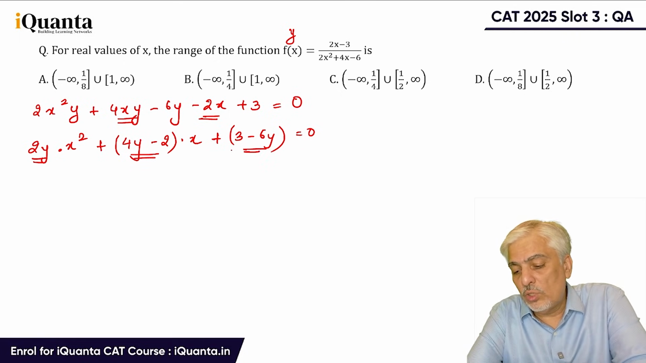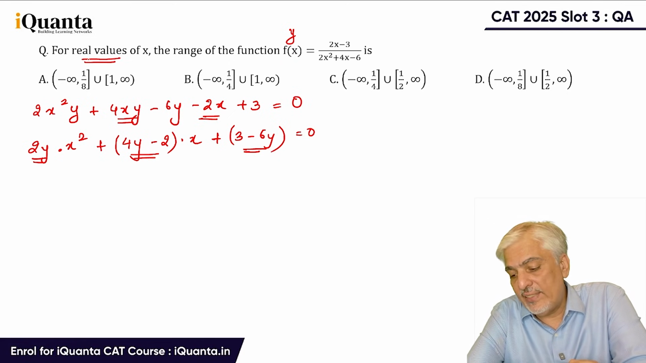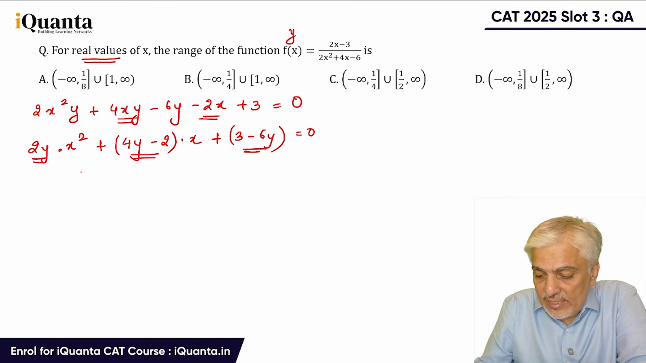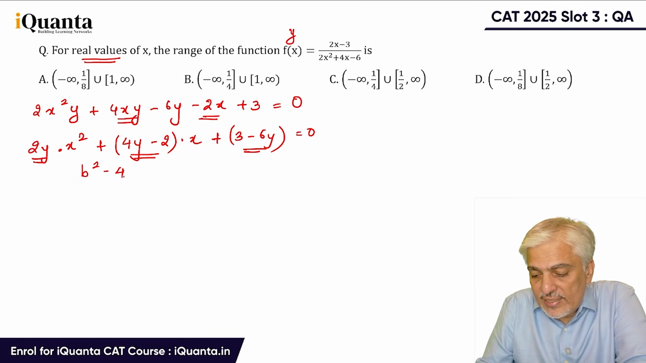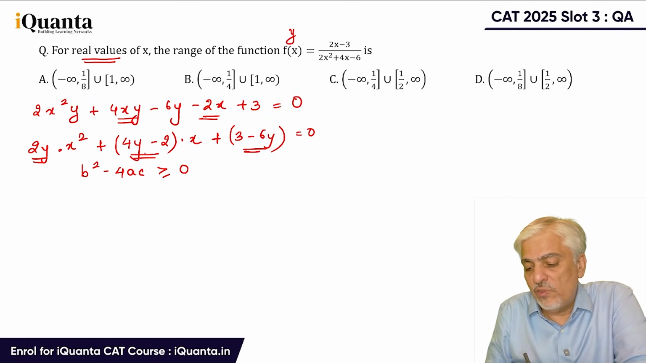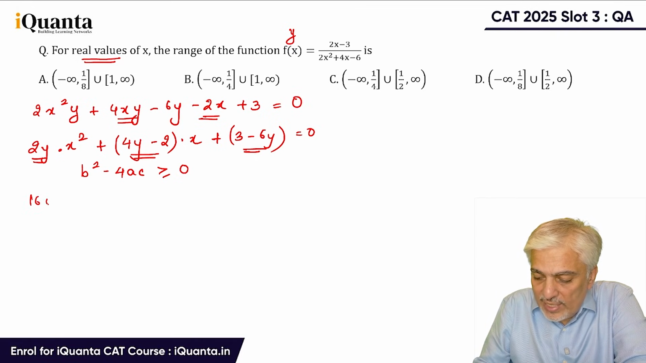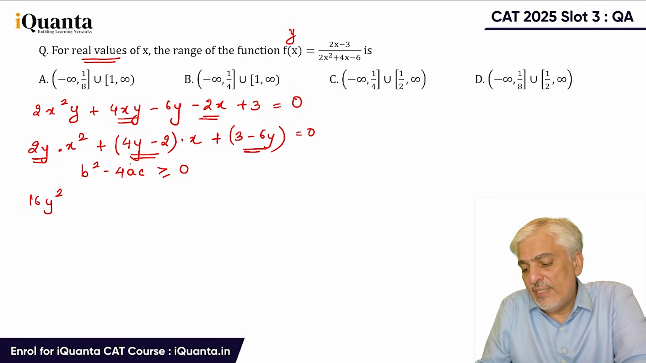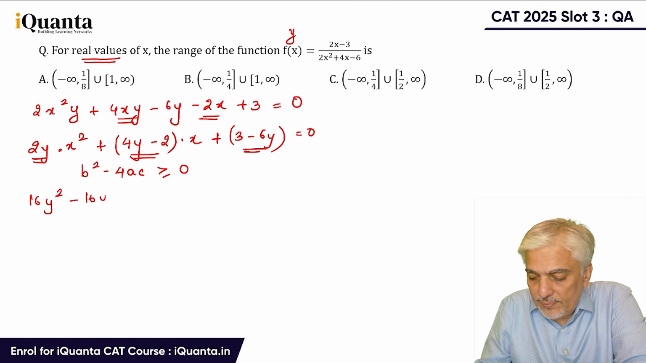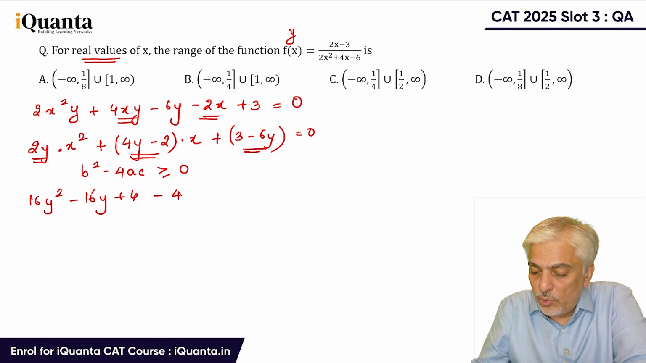Now, what is the main thing? We want real values of x. That means delta has to be greater than or equal to 0. Delta is nothing but b² − 4ac, and it has to be greater than or equal to 0. Let's try and get this in place. What is b²? (4y − 2) the whole square. Opening up the bracket, it becomes 16y² − 16y + 4.